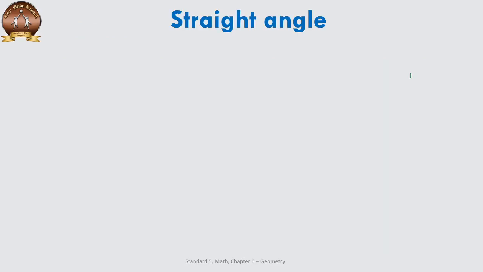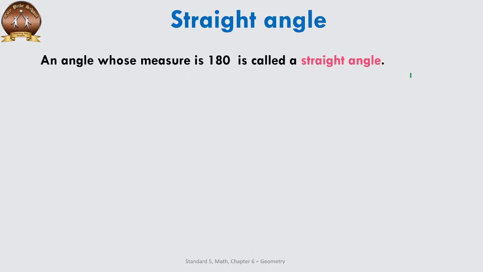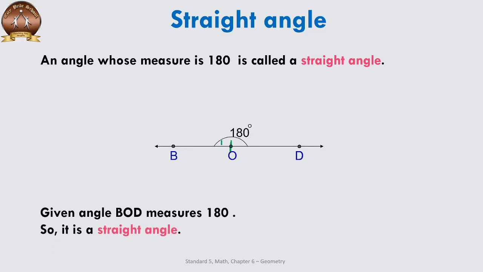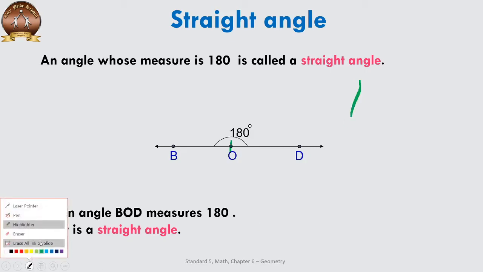Now, the simplest form of angle is a straight angle whose measure is 180 degrees, and it's basically a straight line, a line which is extendable in both directions, but the center point of the angle is over here. So this kind of angle BOD which measures 180 degrees is known as a straight angle. Not required to show any more angles because a straight angle will always look like a straight line. It can be a vertical line also.